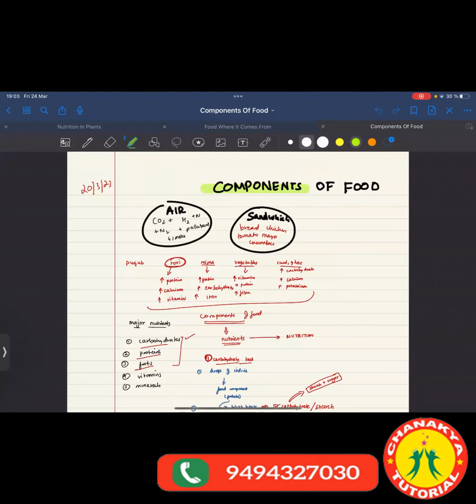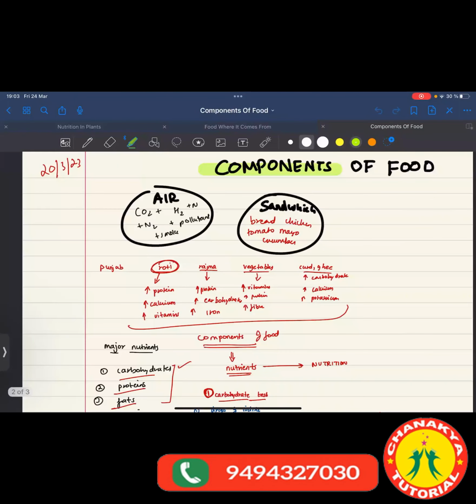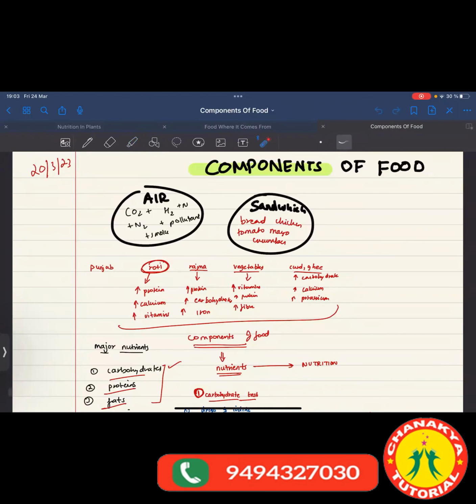So components of food. How many of y'all were there last time when I taught you this? Tell me your name and tell me you were there. Ashwat was there. Anyone else? No, ma'am. Okay, only Ashwat was there. All right. So since only he was there, I have no other go than brushing up. It was just an introduction class of what this unit is about.